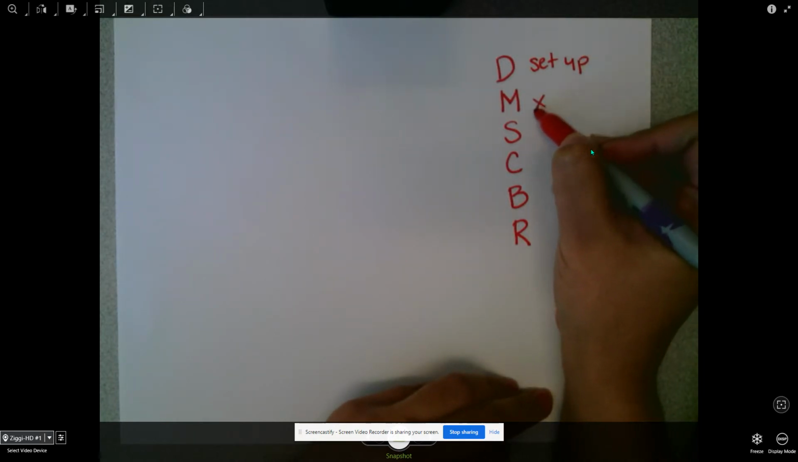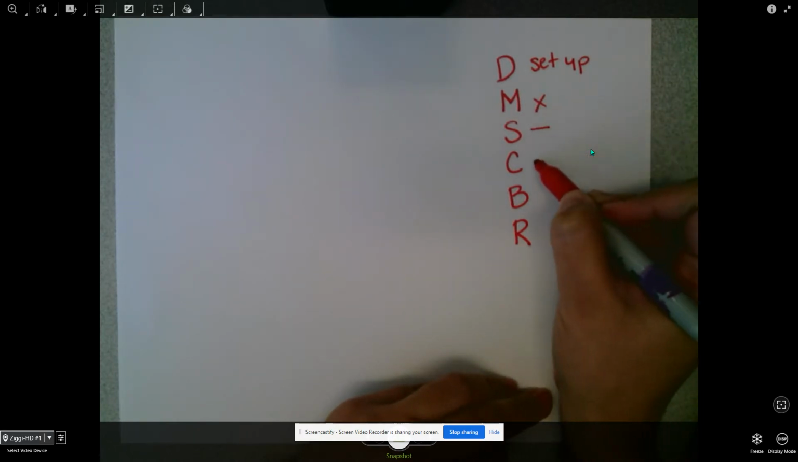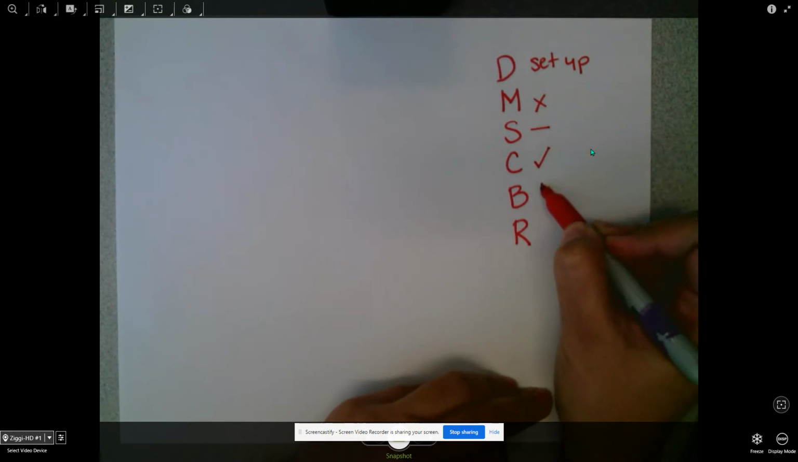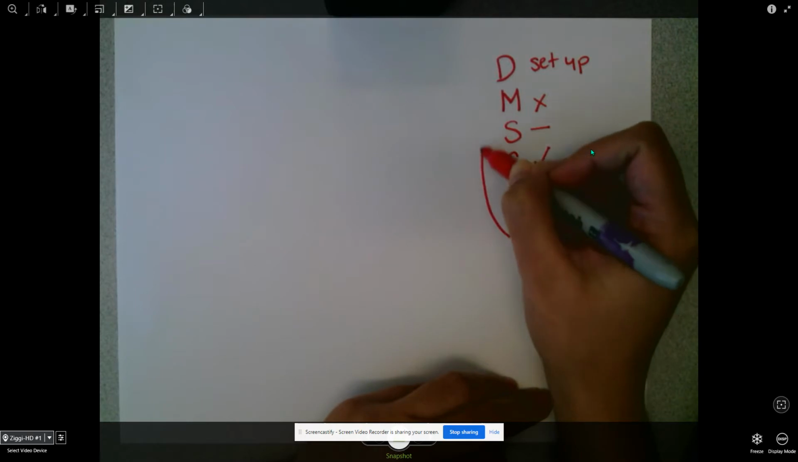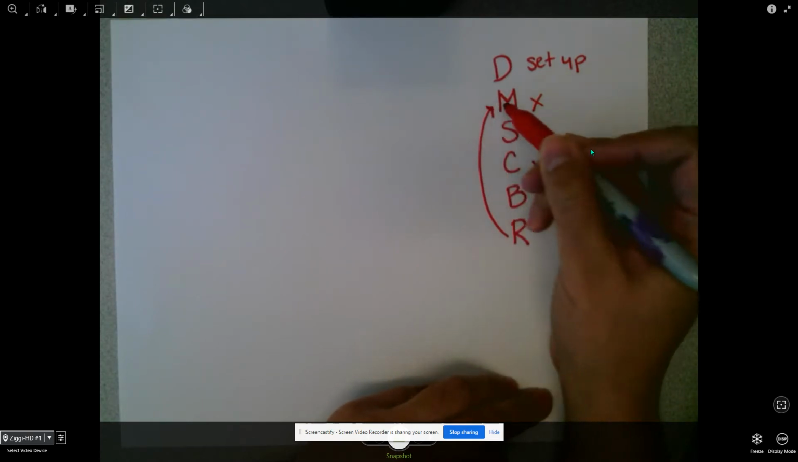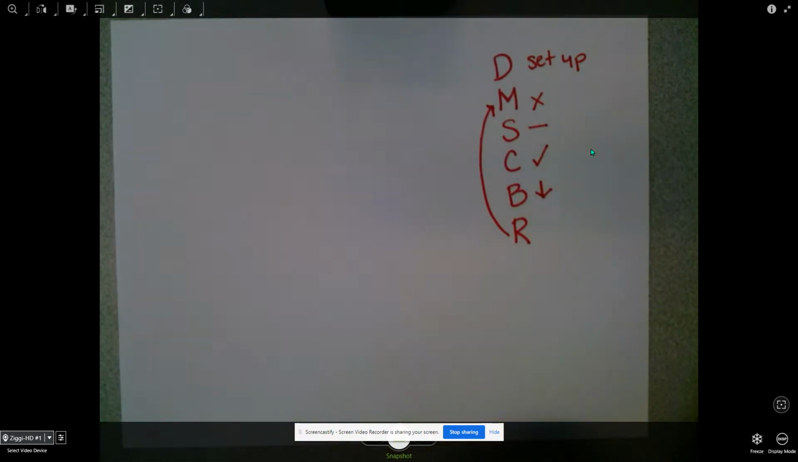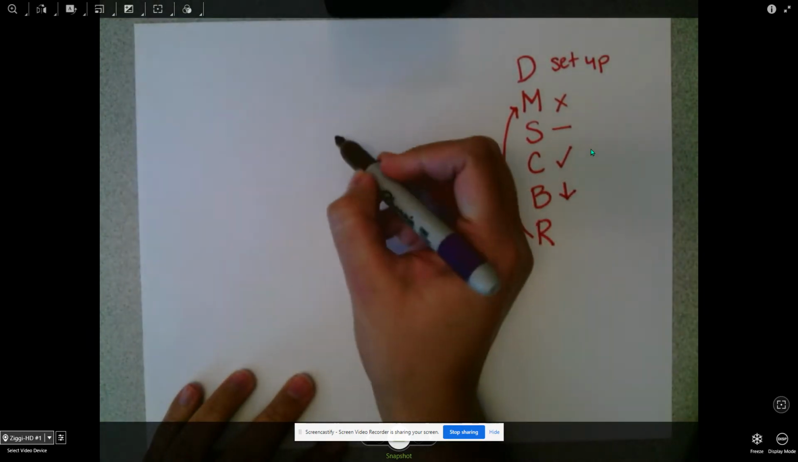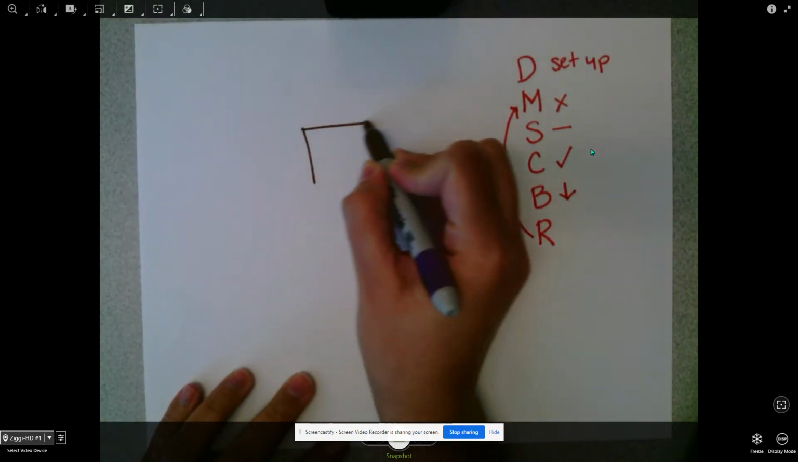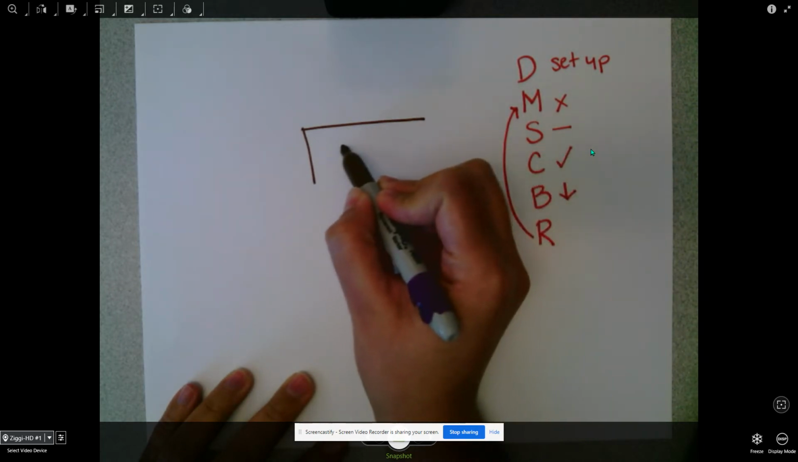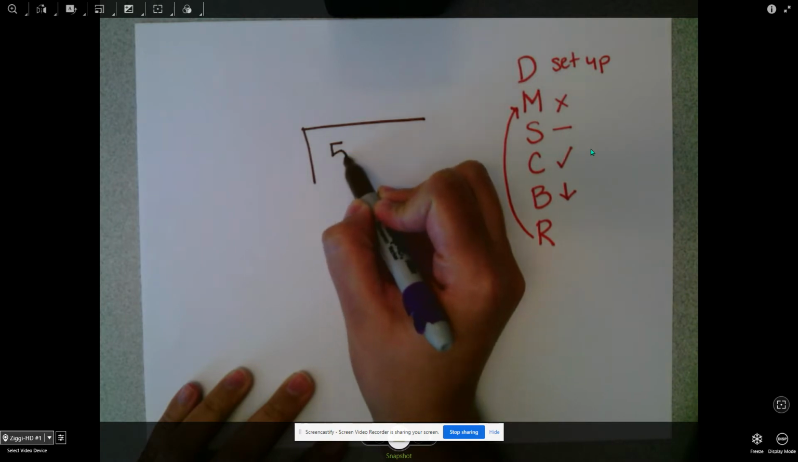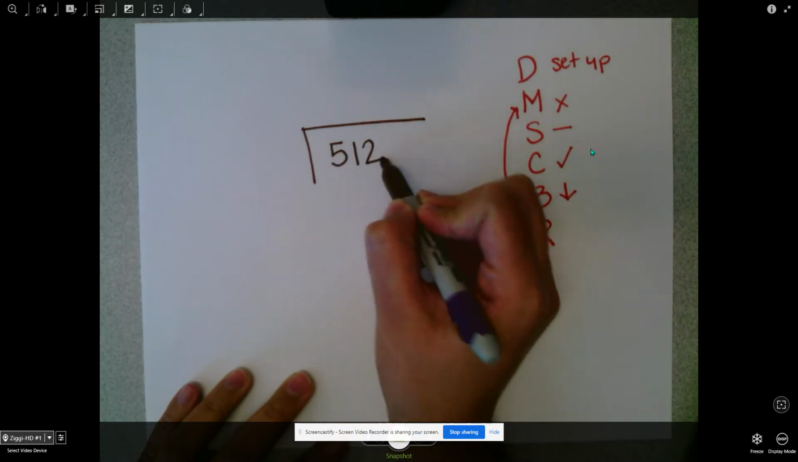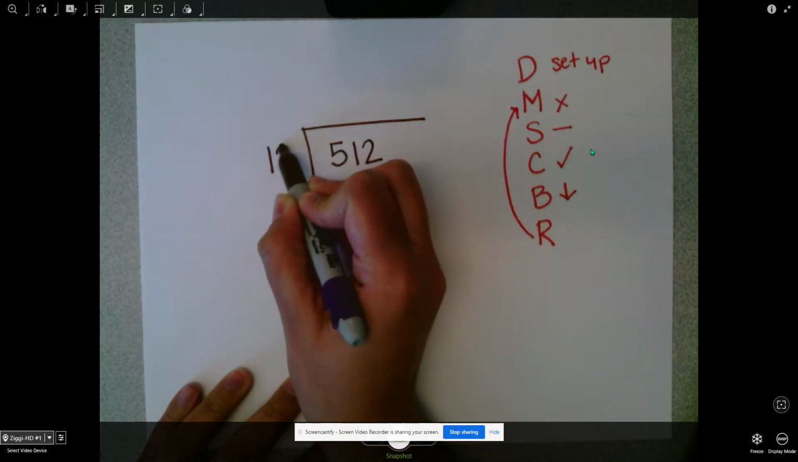M stands for multiply, S for subtract, C for check, B for bring down, and then you're going to repeat all of your steps starting from multiplication. So the problem that I'm going to work on is, I don't know, let's do 512 divided by 12.